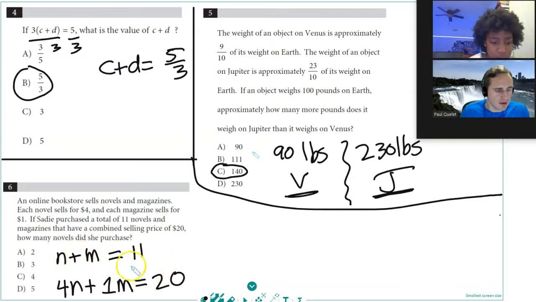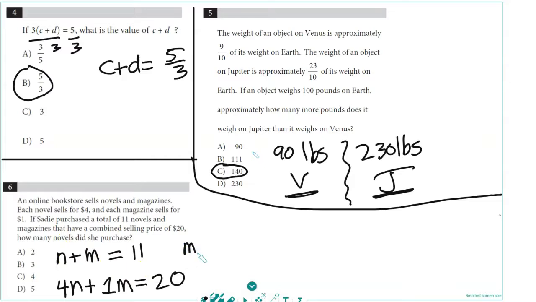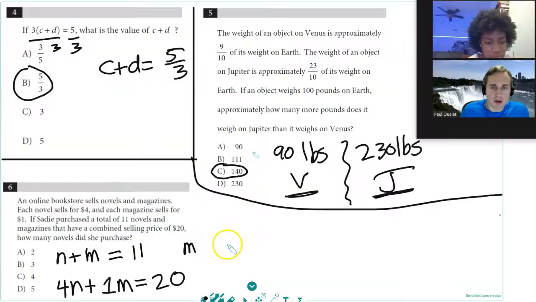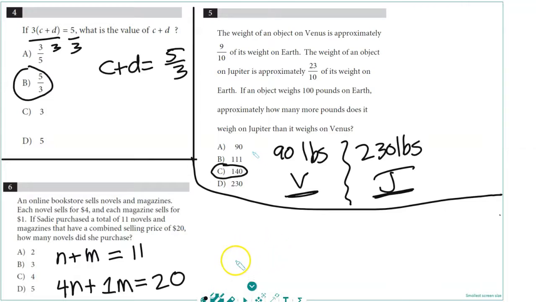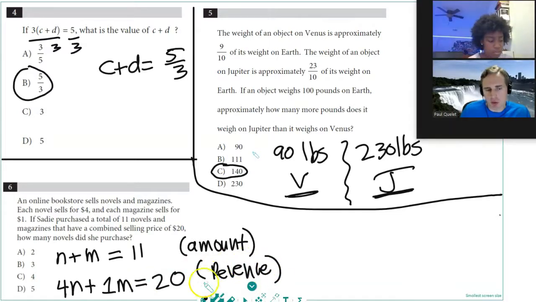It's asking for novels, so you're going to want to isolate n all by itself on the other side, or you can kind of just plug in numbers. Yeah. Now I would actually, just a quick thought, if I'd like to interject here briefly. This first equation here you might call the amount equation. This second equation you might call the revenue or the sales, or it's the second one in dollars.